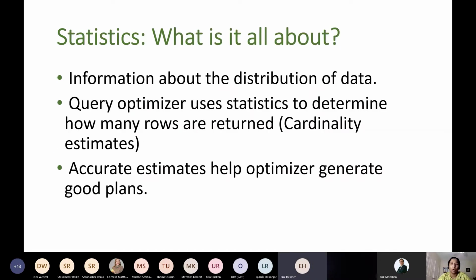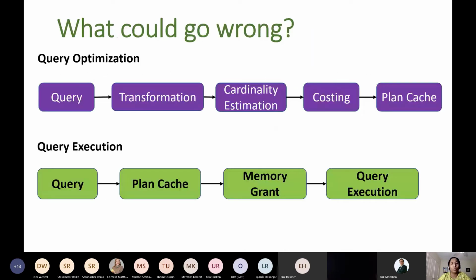So statistics, what is it all about, right? Statistics are blob structures which are created by SQL Server, and they provide information about the distribution of the data inside a column, or inside multiple columns, or the indexed view of the table. The query optimizer will use and trust these statistics to determine how many rows will be returned from the table, which is also known as cardinality estimates. So the better and more accurate the estimates are, the optimizer will go ahead and generate good plans. So what could go wrong, right?